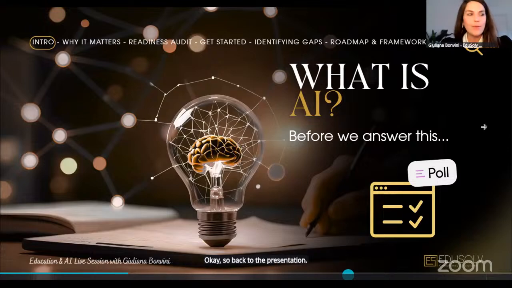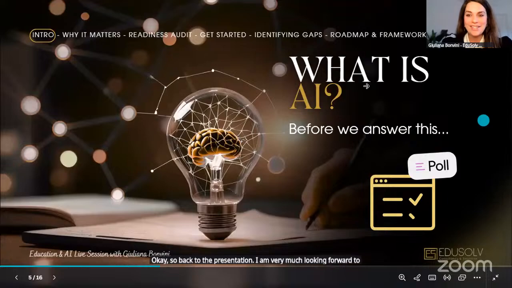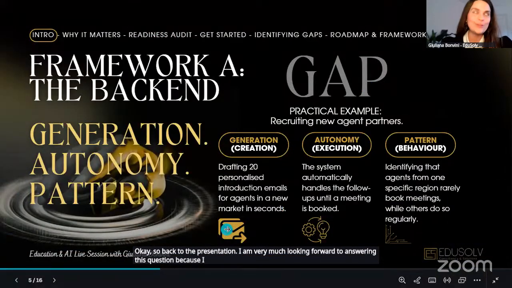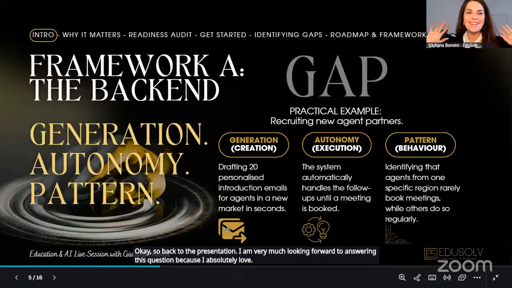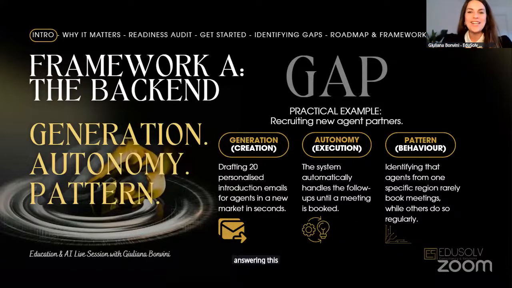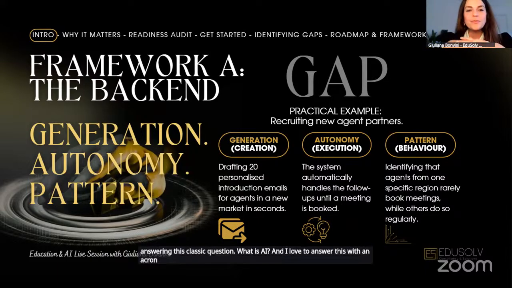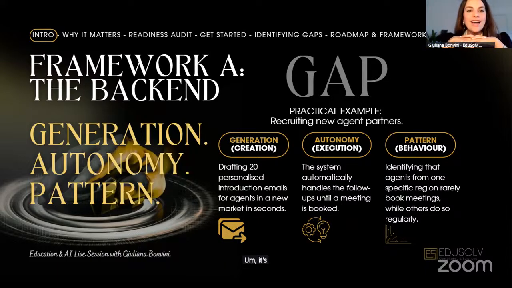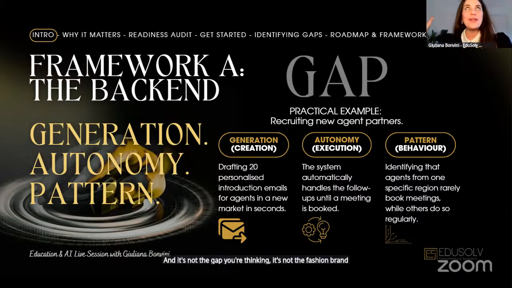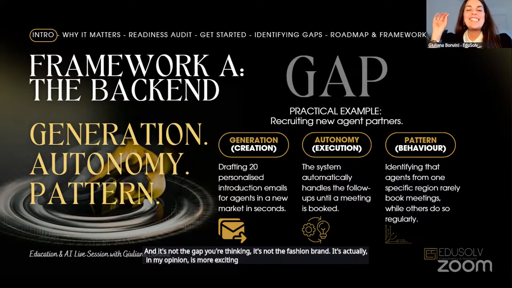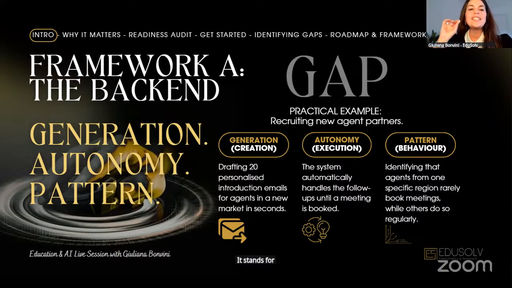I am very much looking forward to answering this question because I absolutely love answering this classic question, what is AI? And I love to answer this with an acronym. It's my framework, which I call GAP. And it's not the Gap you're thinking, it's not the fashion brand. It's actually, in my opinion, more exciting than that. It stands for generation, autonomy, and pattern.